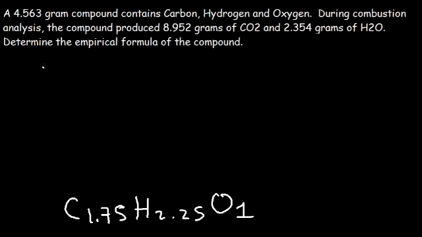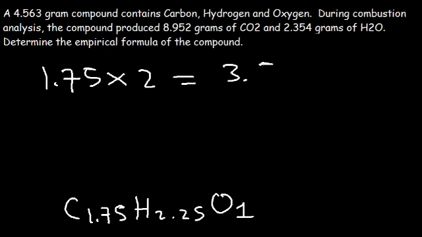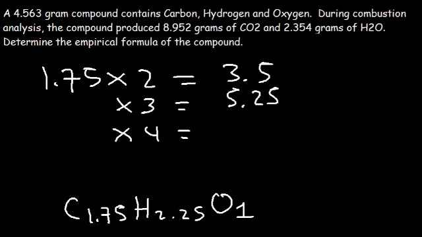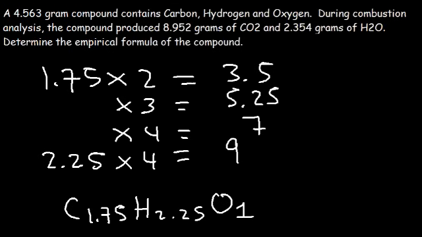Let's start with 1.75. What number can we multiply by? So if you go in order, 1.75 times 2 is 3.5. Times 3, that's 5.25. Times 4, that's 7. That could work. Now let's check 2.25, because this must also work as well if we're going to use 7. 2.25 times 4 is 9. So 4 is our number.